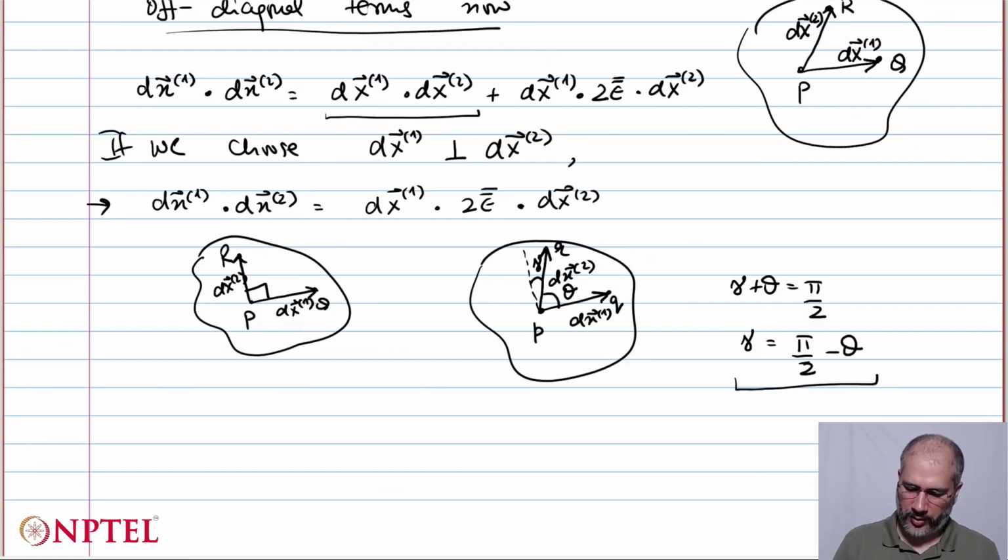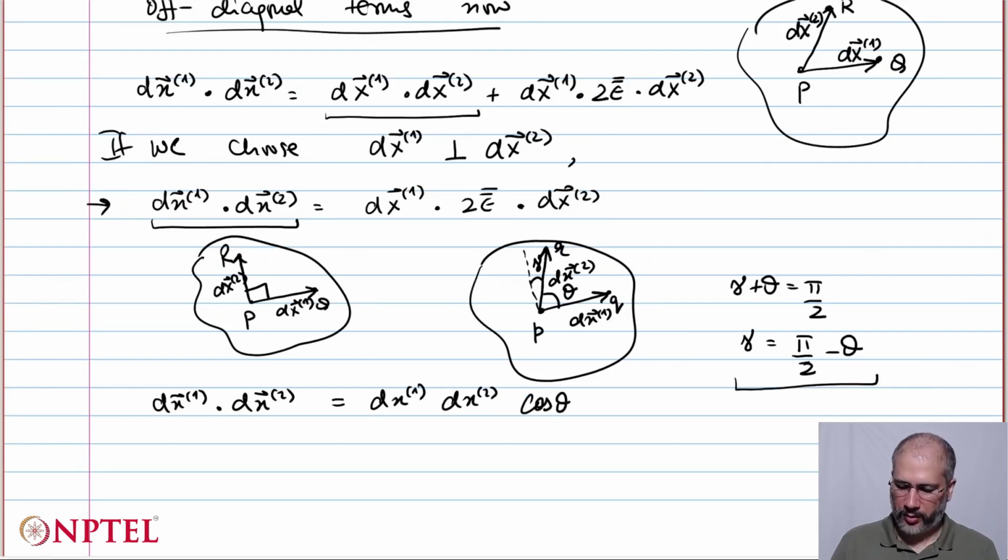Come back to this equation here. But let's look at the left hand side, d small x1 dot d small x2. Now the dot product between two vectors can be written as the magnitude d small x1 times the magnitude d small x2 times the cos of the angle between them, which in this case is the angle theta. And since theta plus gamma is pi by 2, I can write this as cos of pi by 2 minus gamma, which becomes sine gamma.